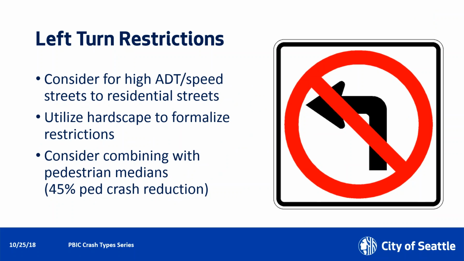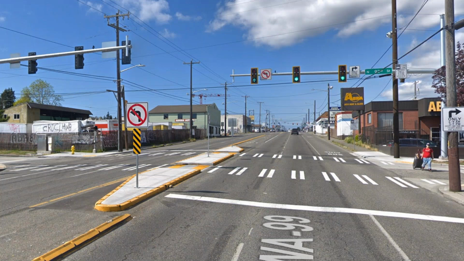Another good uncontrolled intersection approach would just be left turn restrictions. Get rid of that conflict point altogether as a left turn. Usually you want to formalize it in some way using hardscape. And this is a good way to couple with pedestrian medians, which just in general, even though it's not a left turning crash pattern, has a good crash reduction factor associated with it as well.